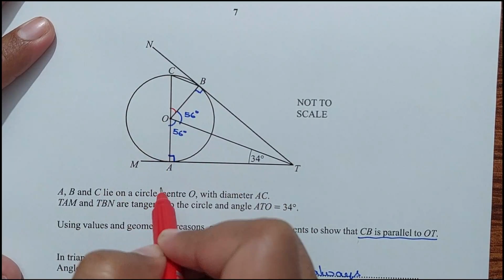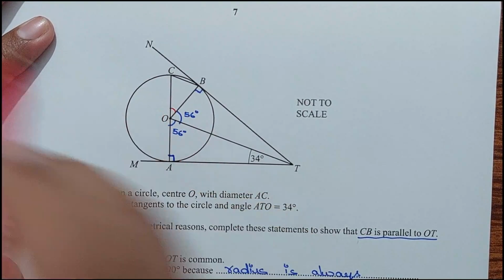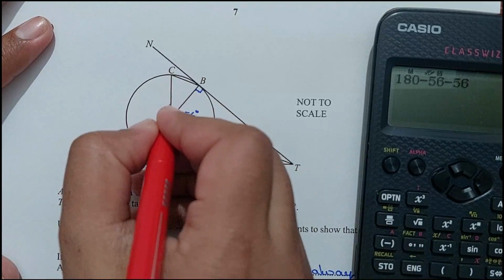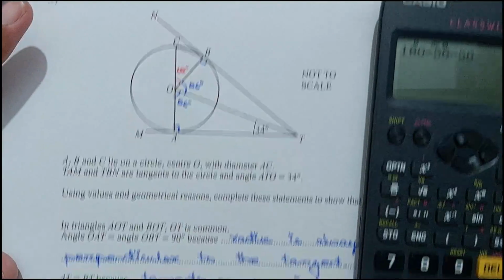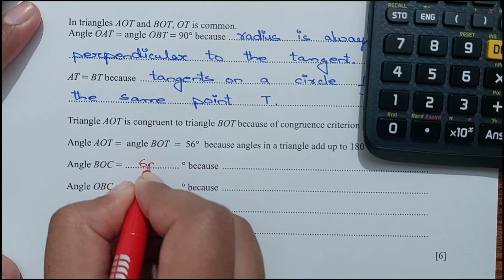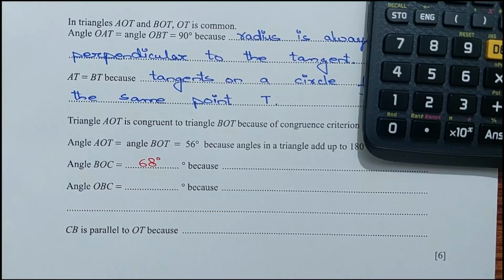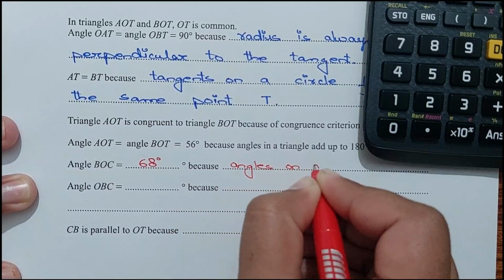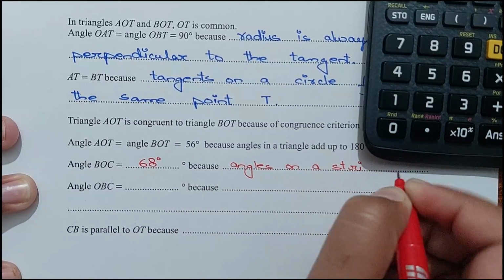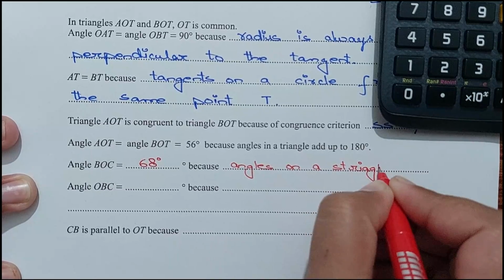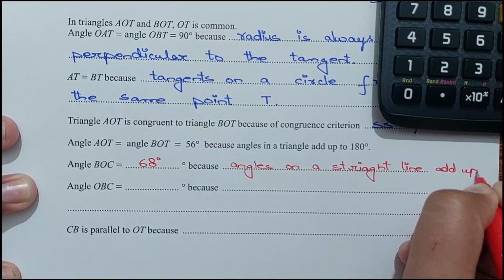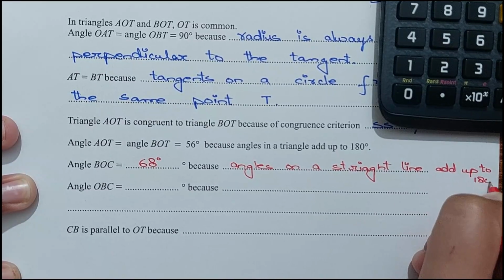So AC is a diameter. It's a straight line, right? Let me solve for this angle. 180 minus 56 is 68 degrees. This angle is 68 degrees, right? So this is 68 degrees, and the reason is angles on a straight line add up to 180 degrees, right?